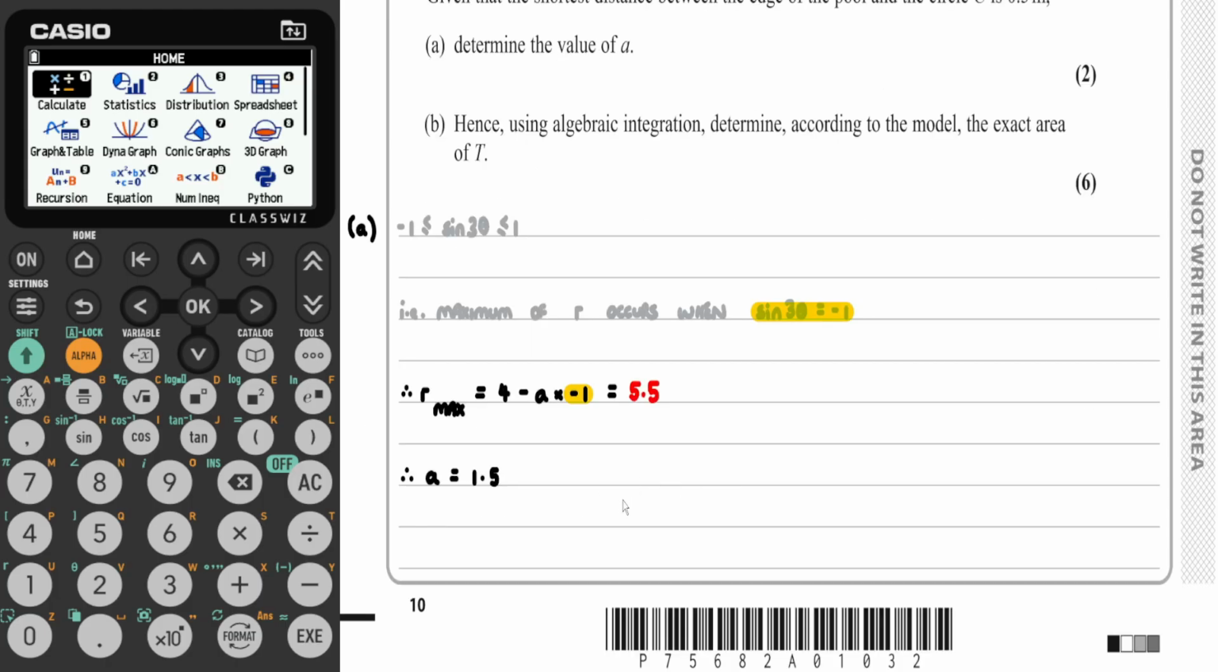If I solve for a, you will find a equals 1.5, and so we can conclude r is equal to 4 subtract 3 over 2 sine 3 theta. 1.5 is the same as 3 over 2.